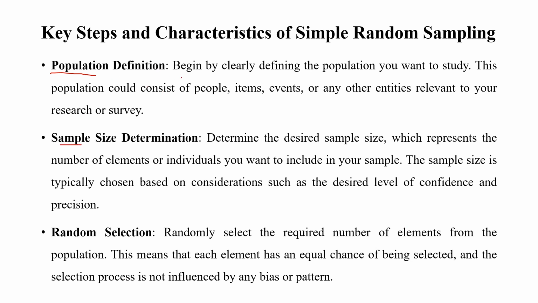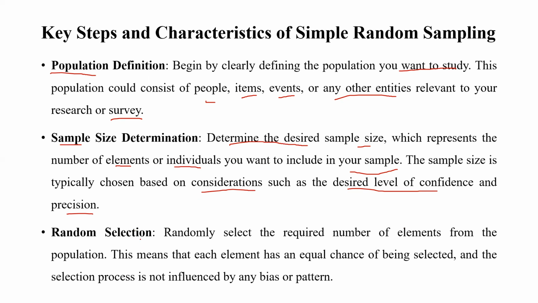First, begin by clearly defining the population you want to study. This population could consist of people, items, events, or any other entities relevant to your research or survey. After that, we need sample size determination. Determine the desired sample size, which represents the number of elements or individuals you want to include in your sample. The sample size is typically chosen based on considerations such as the desired level of confidence and precision.